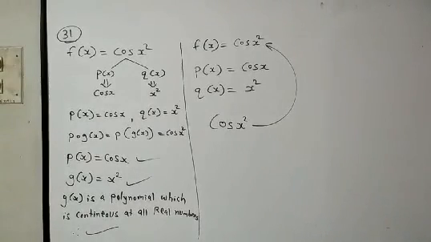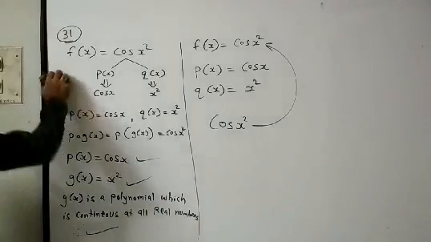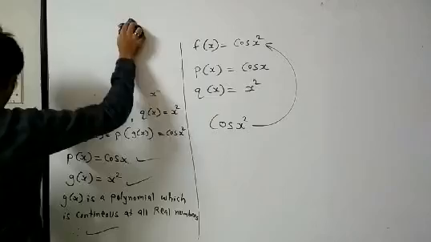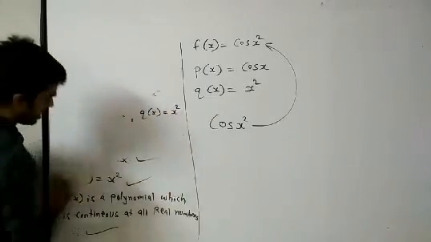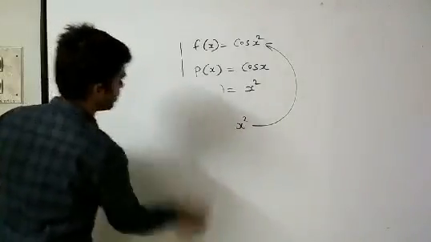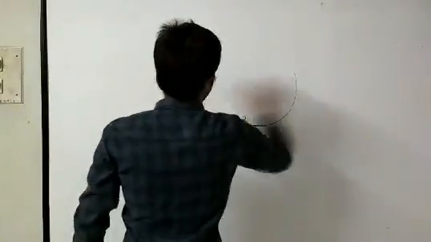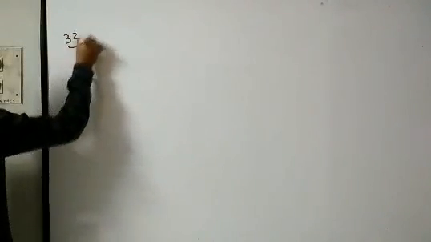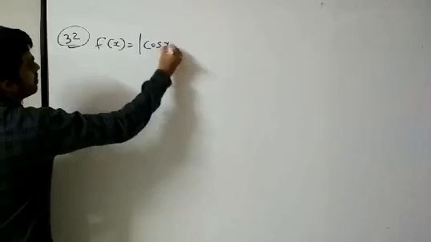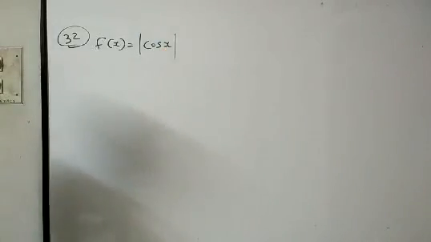Now question number 32. Same way we have to do, but it is given modulus cos x. Right, now question number 32, what they have given, that is modulus cos x. So for modulus cos x, what we are supposed to do? So for modulus cos x, so this is also a composite function.